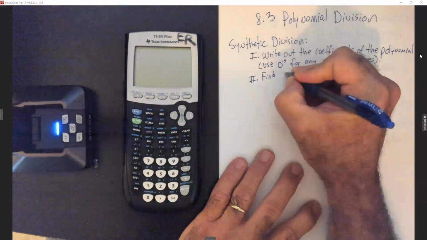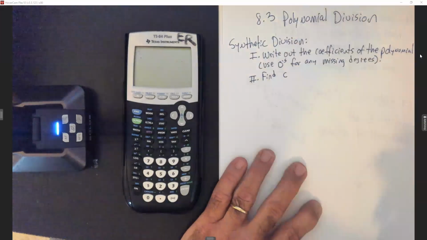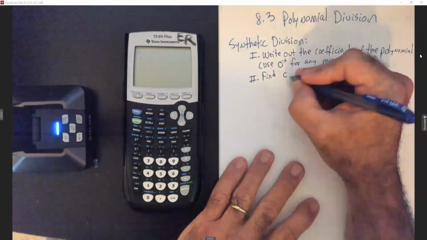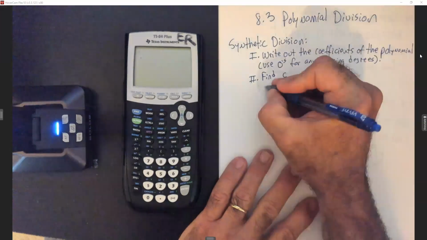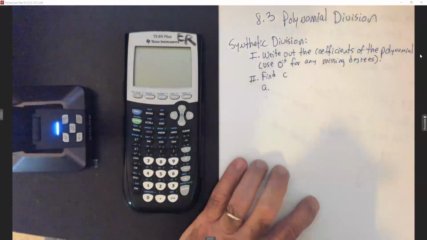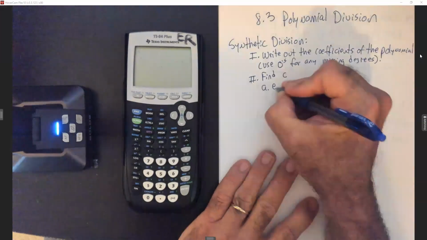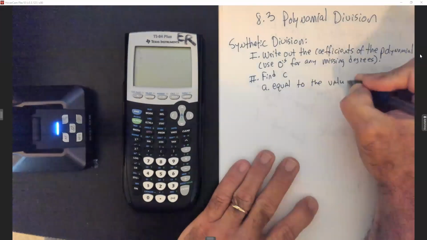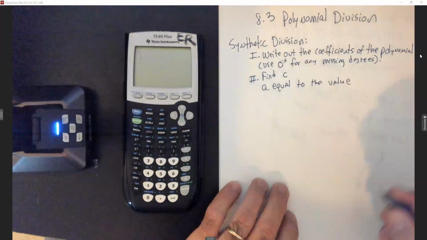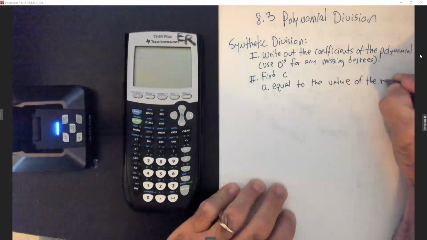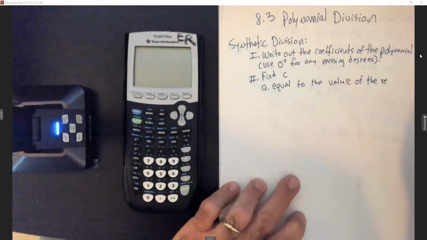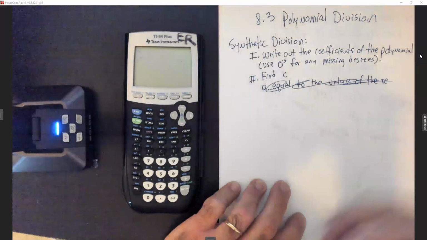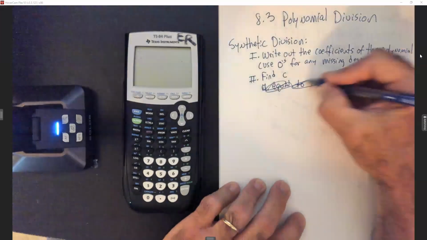Find C, and that's what we're going to divide by. Okay, so C is equal to the value of the remainder. Oh, let's not put all that. We're going to find C because it's going to be easy, and there's like 3 different ways to do that, so I'm going to leave that off.